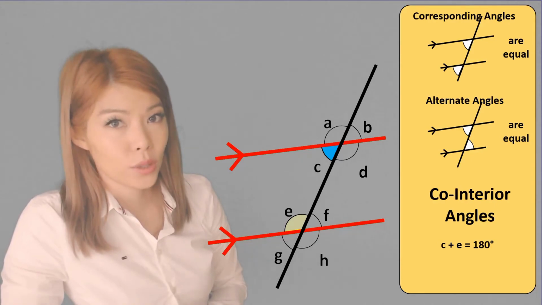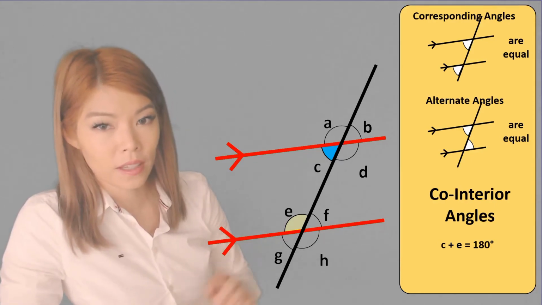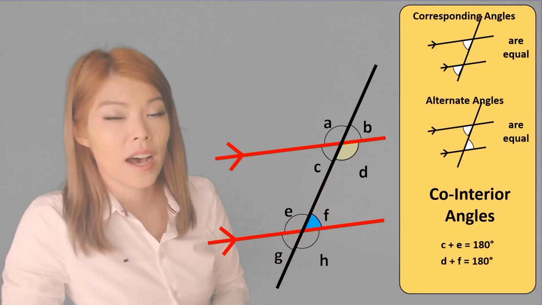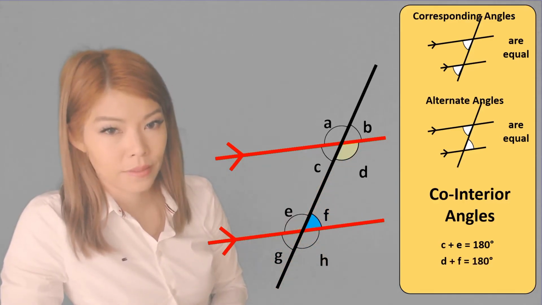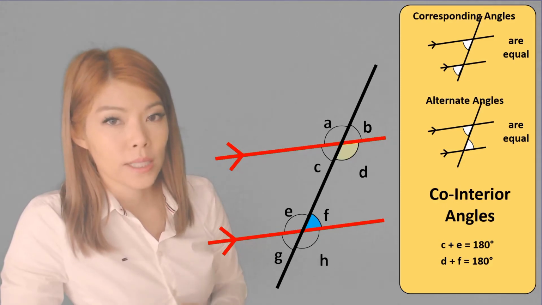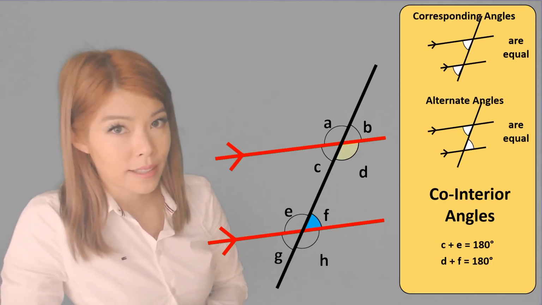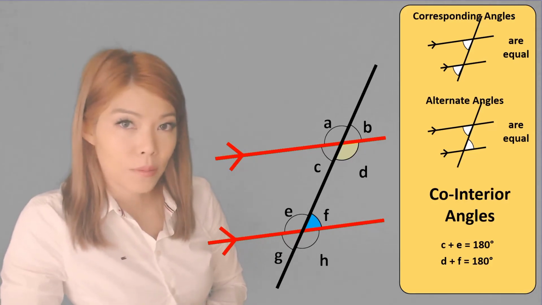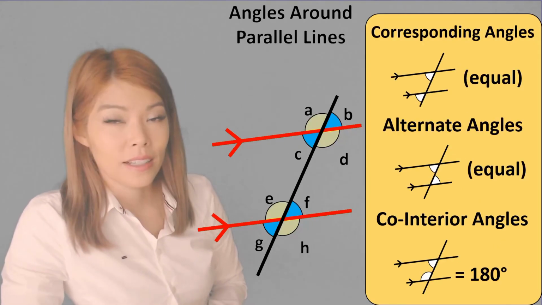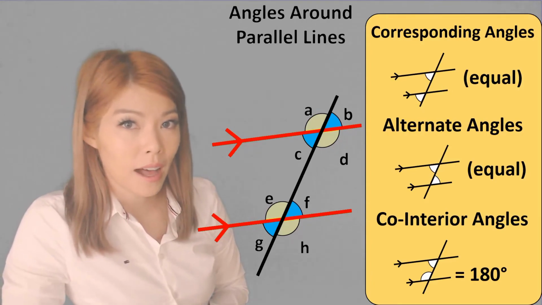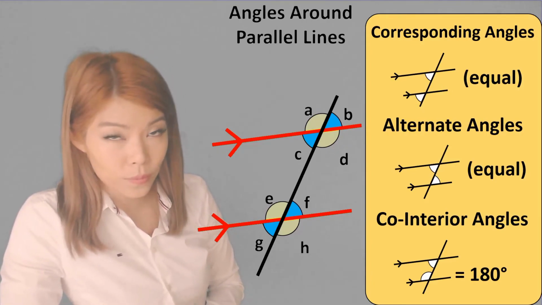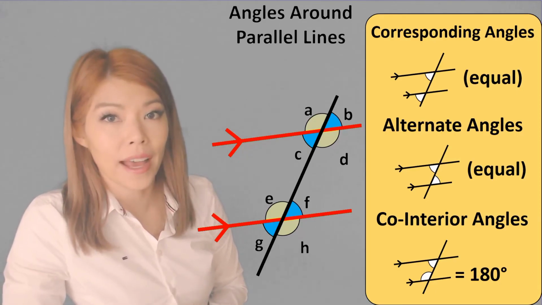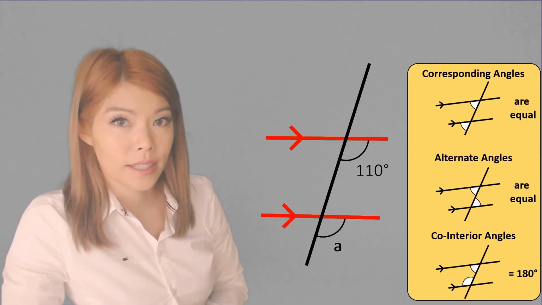Can you see another two co-interior angles here? D and F. So these two also add up to be 180 degrees. So a quick recap, corresponding and alternate angles are equal, whereas co-interior add up to be 180 degrees. So let's have a look at this example.